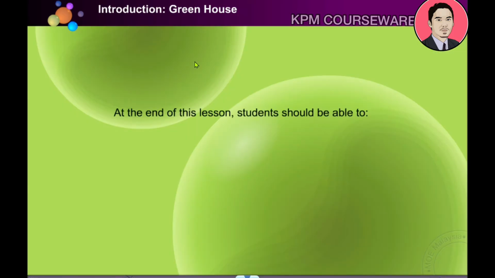At the end of this lesson, students should be able to describe tests for the identification of gases.